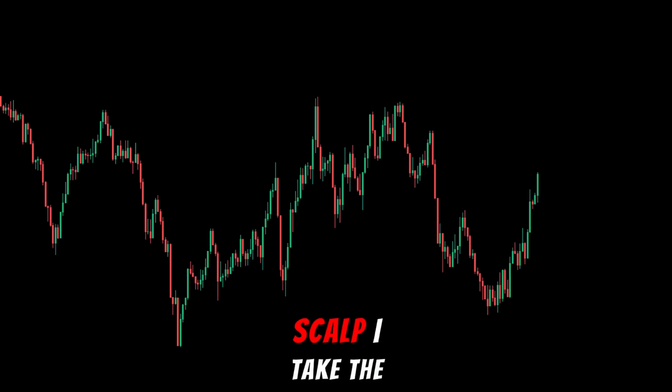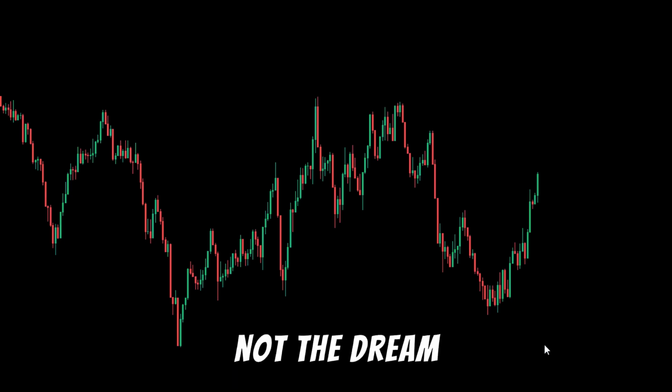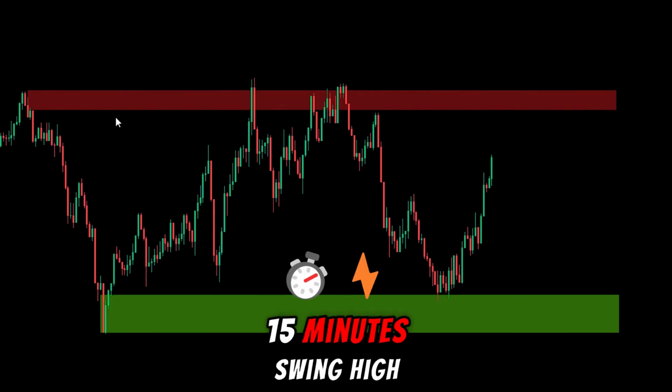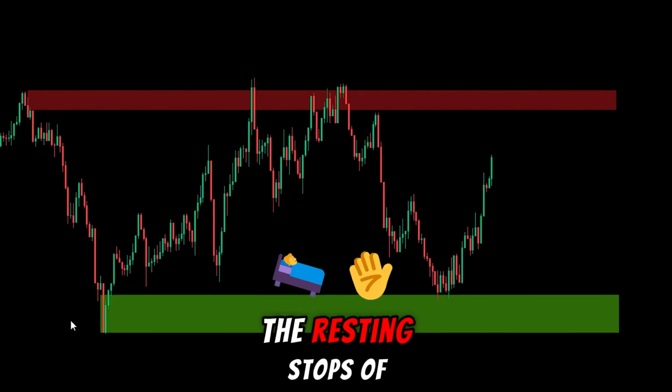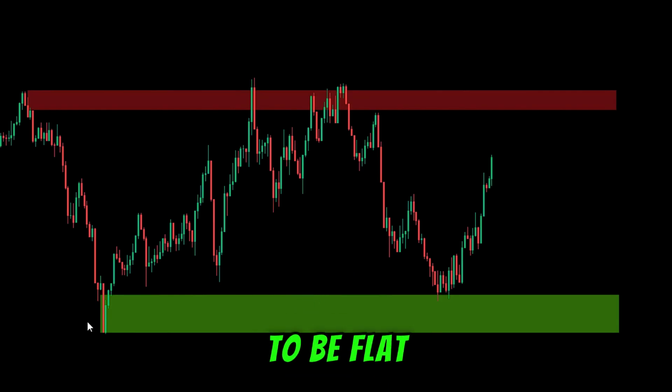Because this is a scalp, I take the nearest logical pool of liquidity, not the dream one. For a long, that means the most recent 15-minute swing high, the resting stops of the shorts. Price is strong there, and I want to be flat before it decides what to do next.